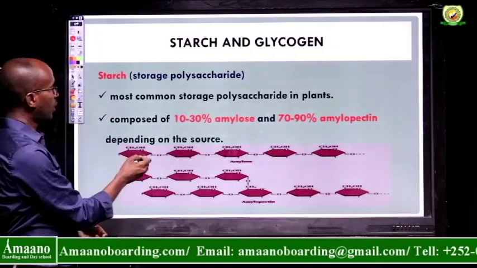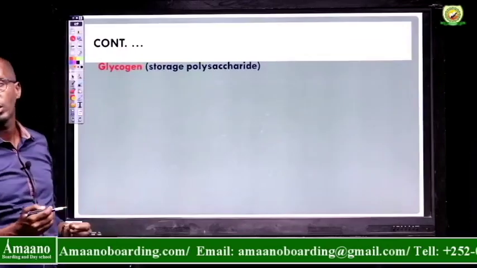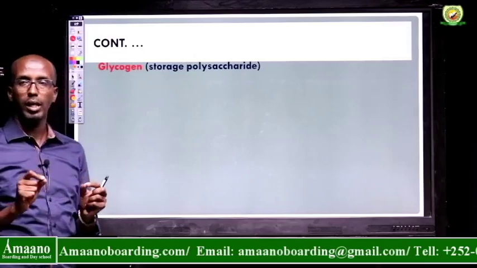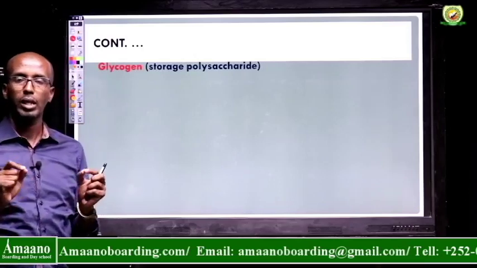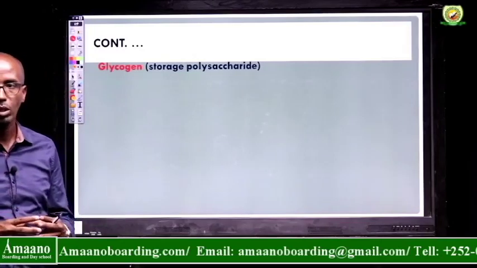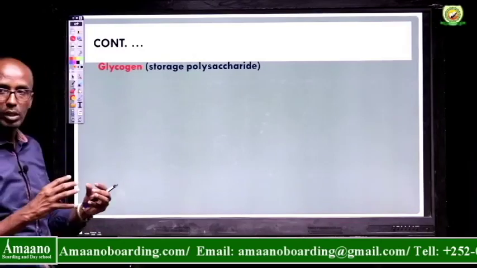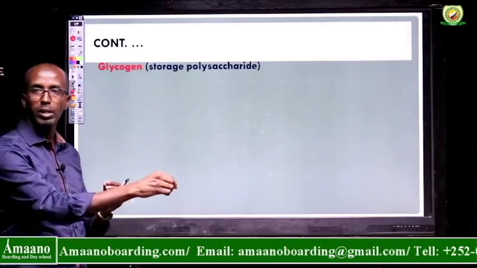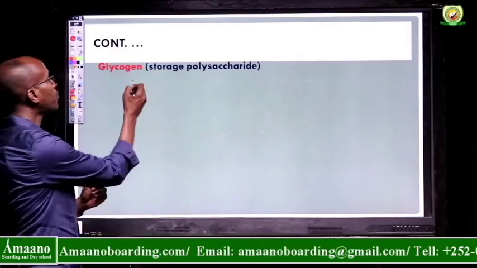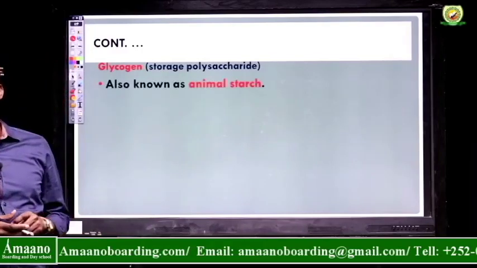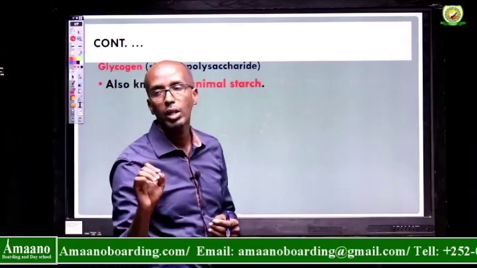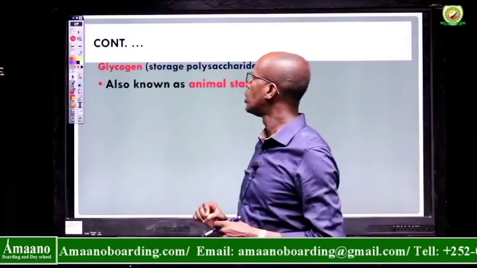Okay, let's continue and see what glycogen is. As I told you before, glycogen and starch are the same. They are both the polymers of glucose. But the difference is starch is found in plants while glycogen is found in animals. It's also known as animal starch, because it does what starch does for plants.